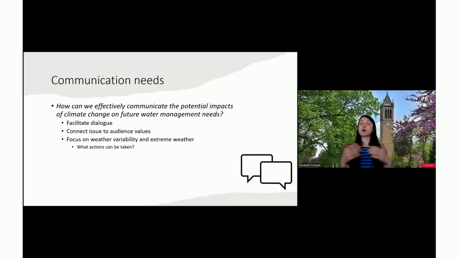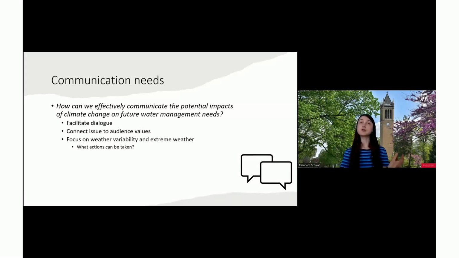So again, this overarching need that we're addressing is how can we effectively communicate the potential impacts of climate change on future water management needs? I'll turn here to some of the strategies that are proven throughout the literature and extension-focused resources, thinking about what suggestions they have for the best communications when it comes to climate change and agricultural audiences. So we're thinking about facilitating dialogue.